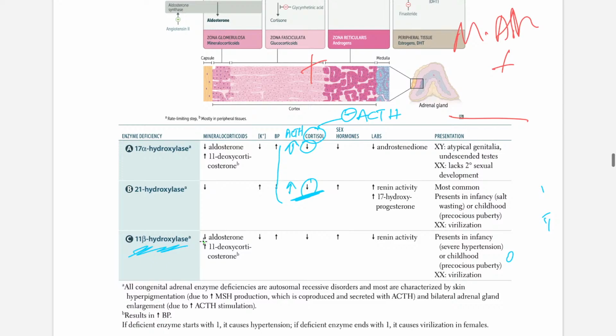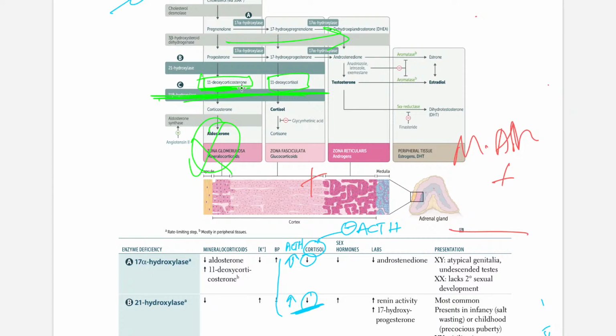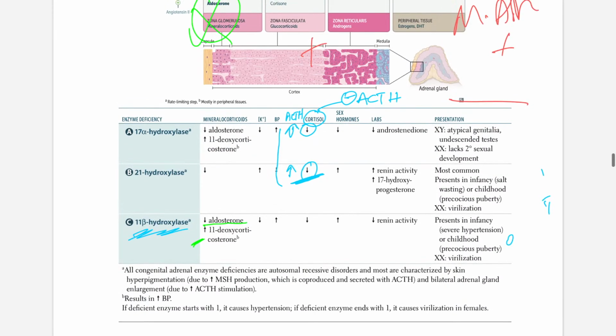Here we have decrease in aldosterone. For sure, we don't have aldosterone. Increased level of 11-deoxycorticosterone. And if you look, you have increased level of deoxycorticosterone because you have blocked this enzyme here. And because you don't have aldosterone, same thing.